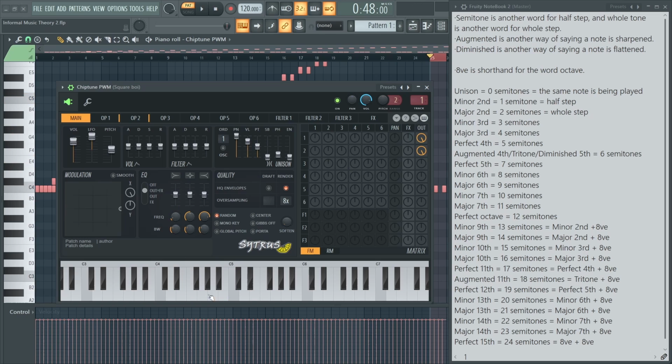To count this interval, all we do is start counting the half steps. So 1, 2, 3, 4, 5, 6, 7, 8. Alright, so that's 8 semitones. So what does that correspond to? Oh, the minor 6. So now we know that E and C is a minor 6.